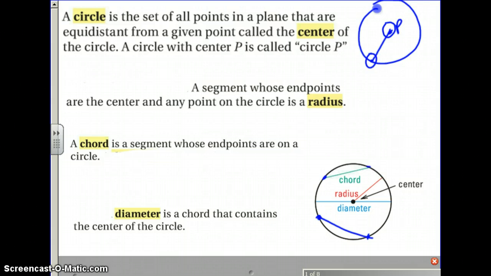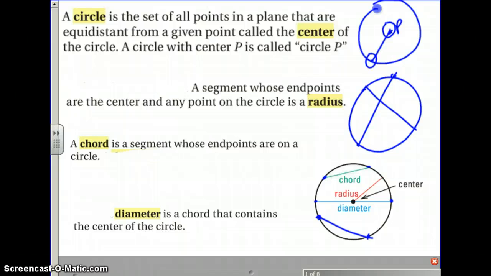Okay, diameter, which I'm sure you're familiar with that term, is a chord that contains the center of the circle. So notice its endpoints are still the sides of the circle. It just goes through the center as well. So we can draw lots of different types of chords. That's another chord. Okay, so take a minute if you need to jot these down. Push pause if you need to get these key terms down.